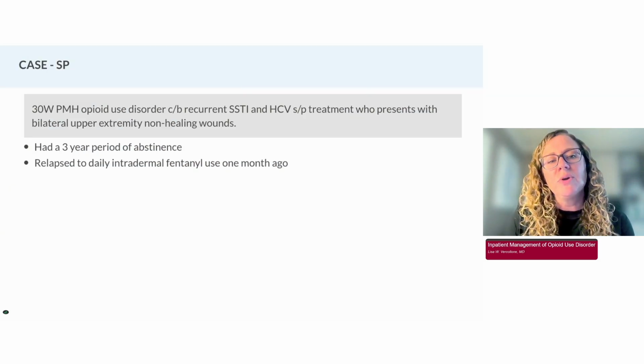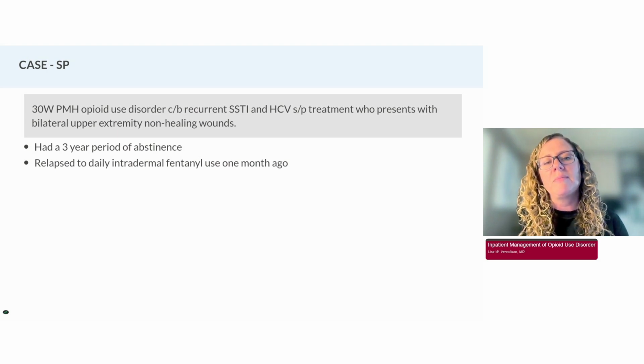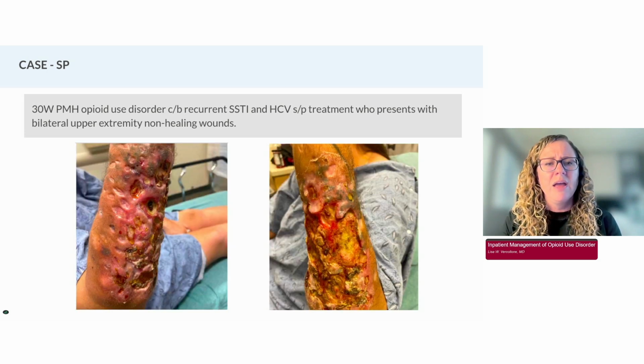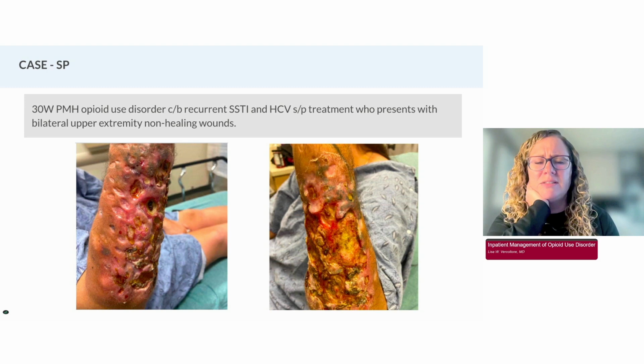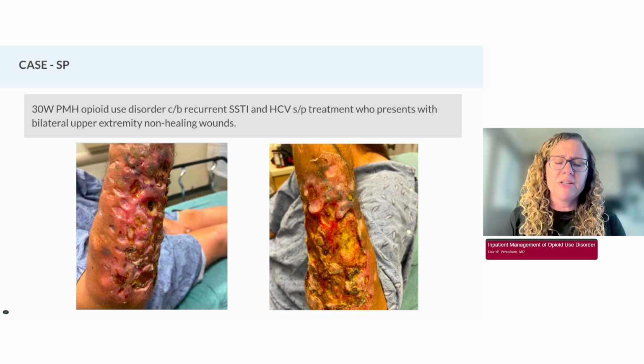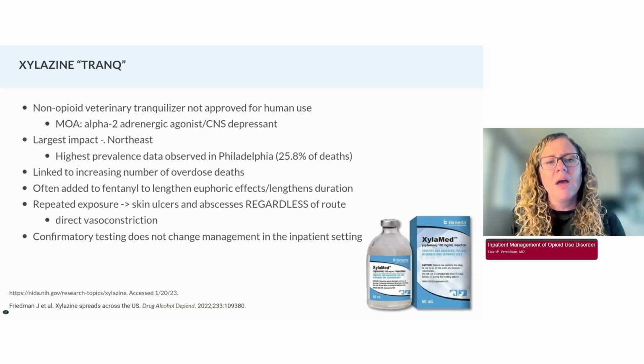And so lastly, just a quick case on a patient who presented with active fentanyl use disorder, who had relapsed to fentanyl about a month prior. There are some pretty graphic slides coming up, just FYI. But this is a case of a patient who had very severe wounds from xylazine. And I imagine a lot of you are starting to see this now, but just really horrific wounds that we're starting to see. And xylazine, as we know, is starting to impact all across the country. It was first seen mostly in the Northeast, but something to look for and something to consider.